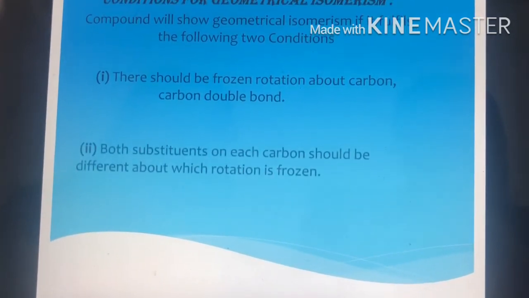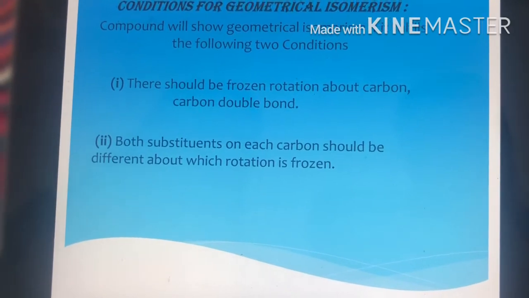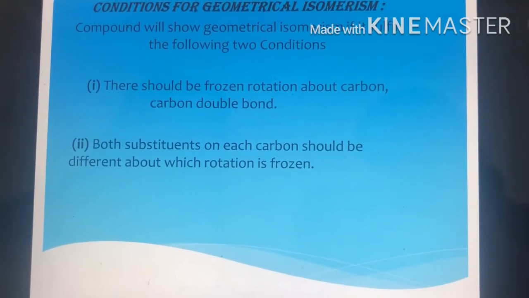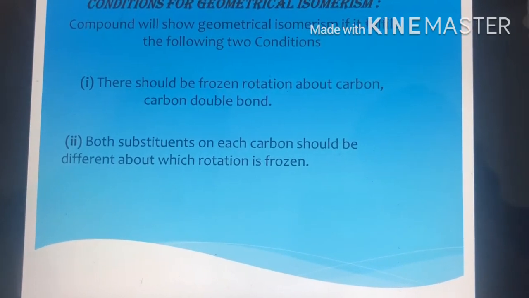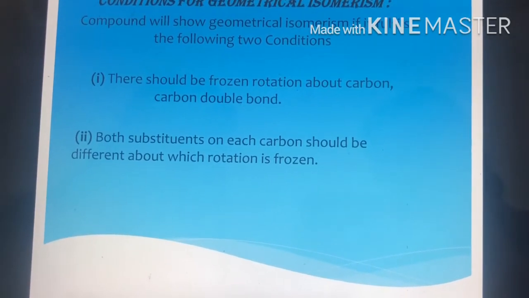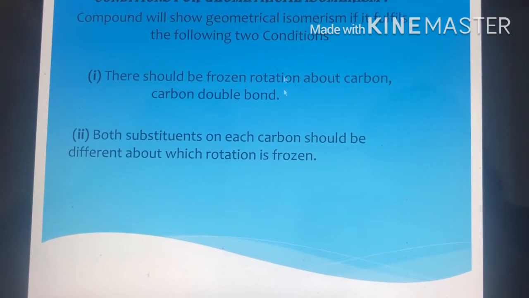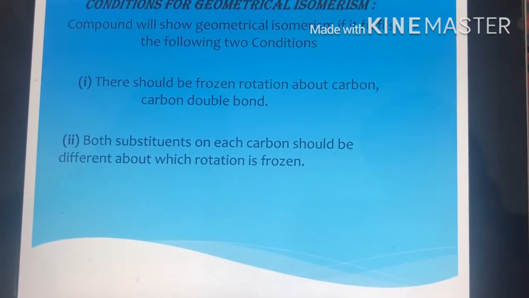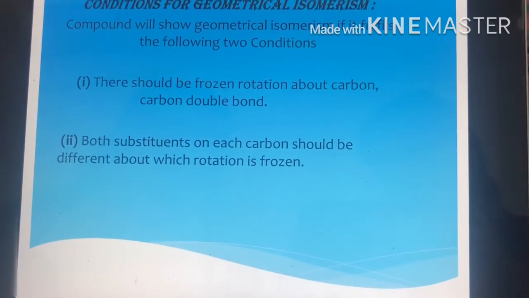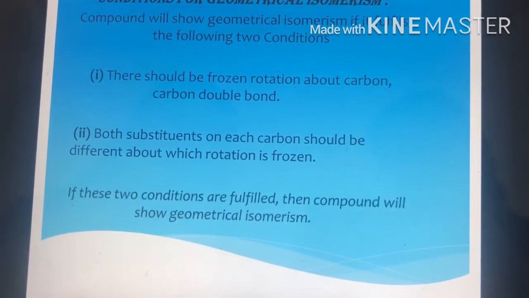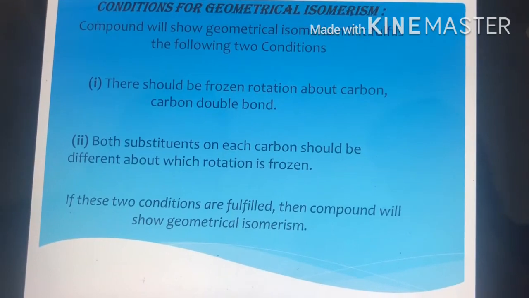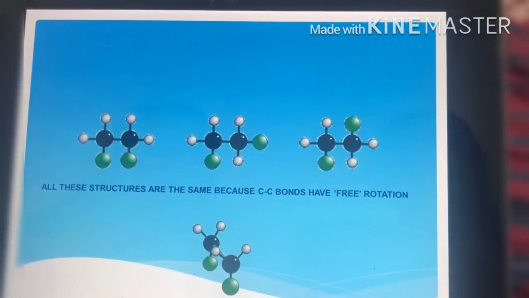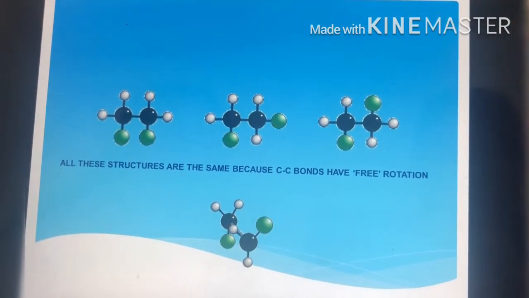The second one is that each carbon atom along the double bond should have a different substituent or different atoms attached to it, where there is restricted rotation. We can see in the next slides to get more understanding of these conditions. So if these two conditions are fulfilled, the compound will show geometrical isomerism.